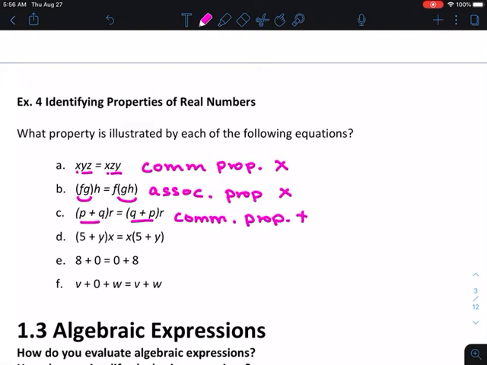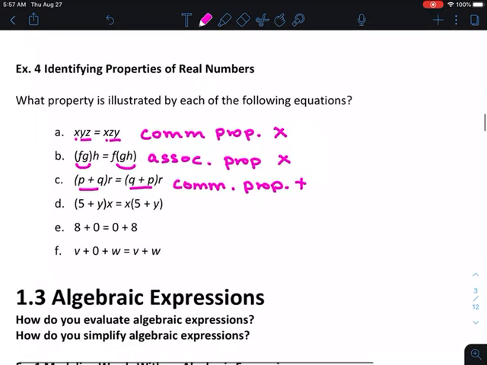If I look at part D, we have a 5 plus y times x and an x times 5 plus y. Well, it looks like the x was on the back side, now the x is on the front side. The 5 plus y doesn't change. That means we're flip-flopping our terms. And if we're flip-flopping terms, that means we are doing a commutative property. And we have multiplication because x is being multiplied with those parentheses.